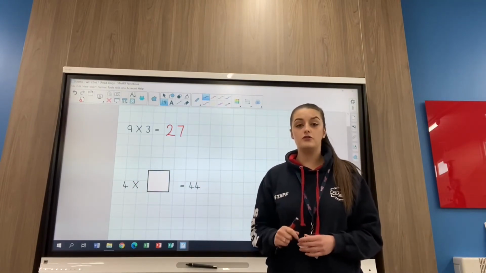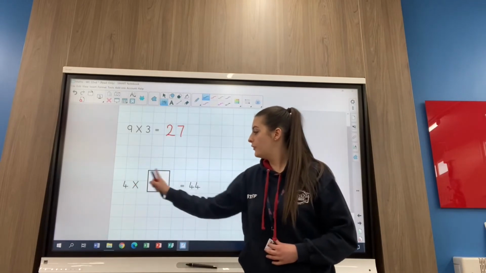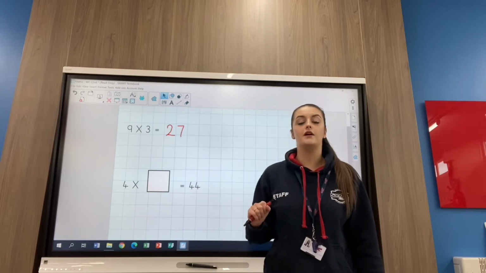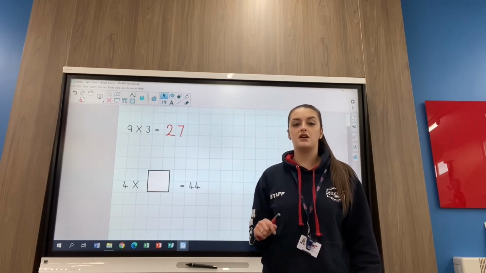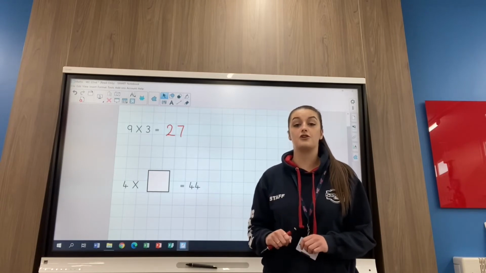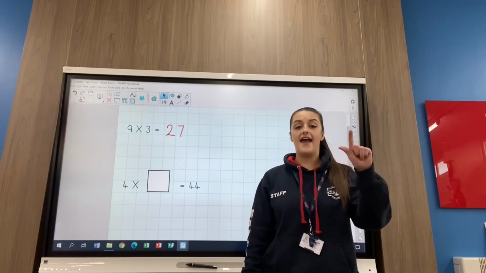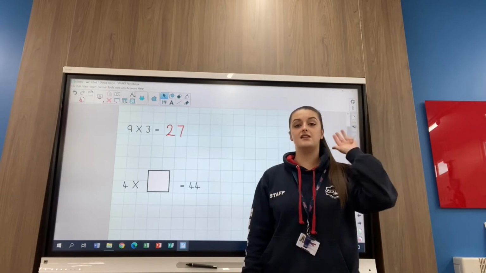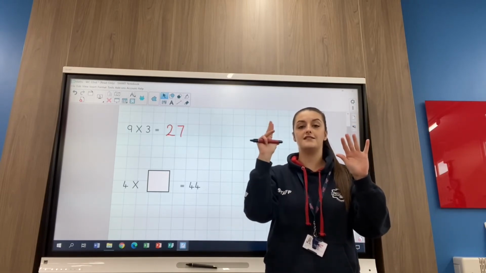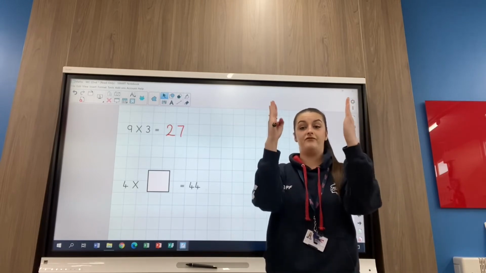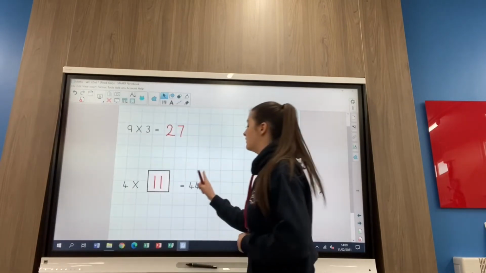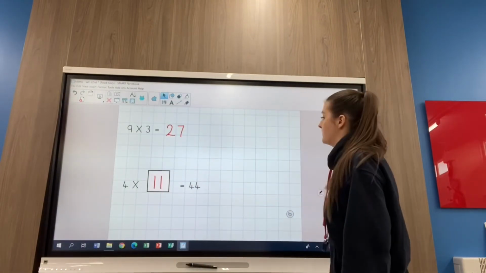But remember, if you're not too sure, just count in your 4 times table using your fingers until we get to 44. Let's count in our 4s, see if we can use the multiples that you have written down in your purple book from my warm-up challenge. Are you ready? 4, 8, 12, 16, 20, 24, 28, 32, 36, 40, 44. It's 11. Because 4 times 11 equals 44.